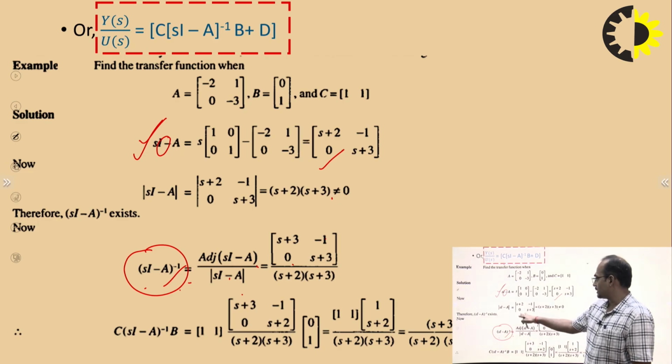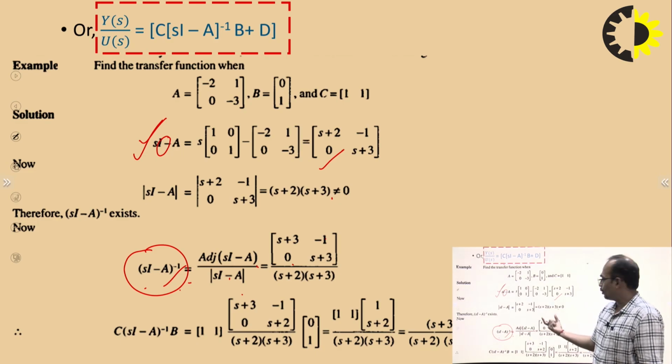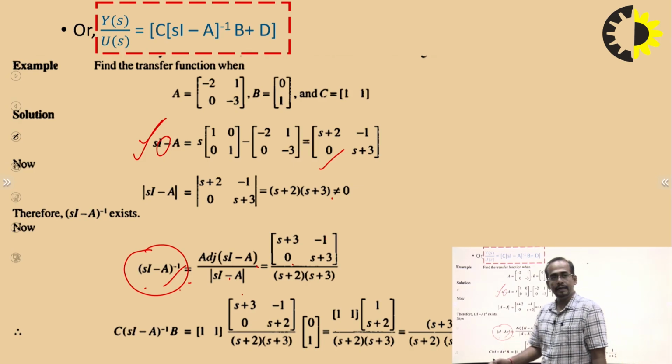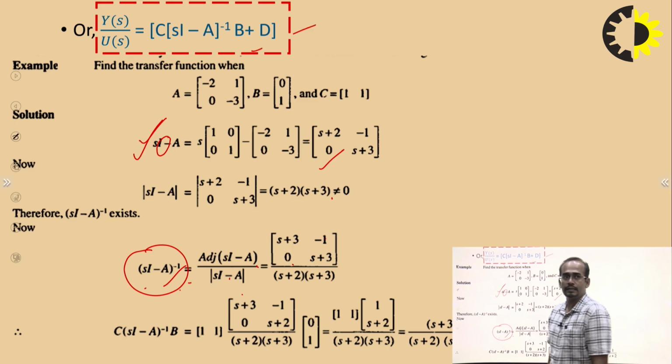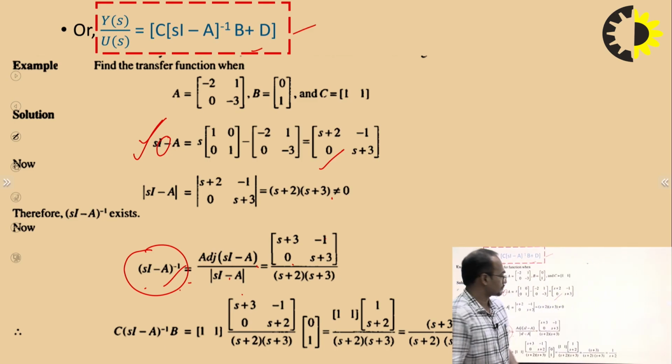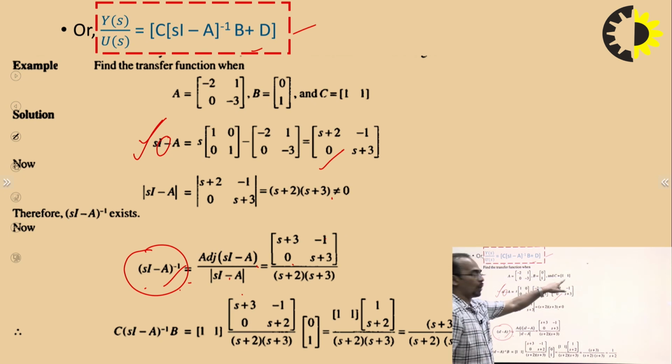Mod of sI minus A I have already found here: (s+2)(s+3). Now you have to find Y(s)/U(s). This is C(sI minus A) inverse B plus D. So how will you find it? C is nothing but [1 1].